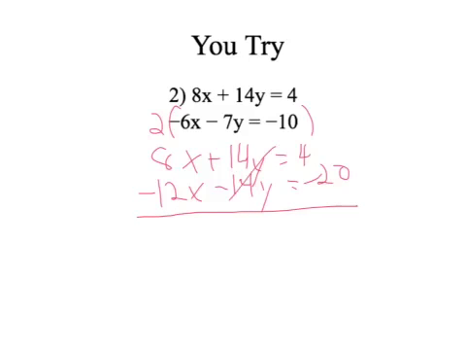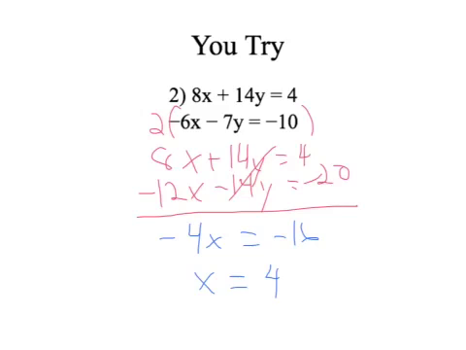Add them together, y's cancel. 8x minus 12x is negative 4x. 4 minus 20 is negative 16. If I divide by negative 4 on both sides, x equals positive 4.